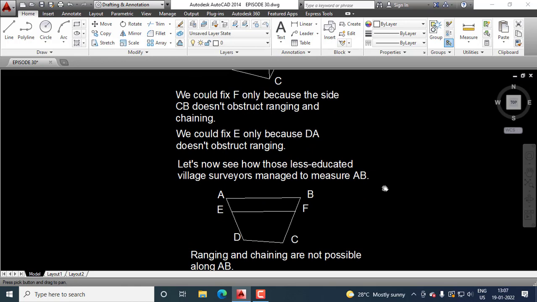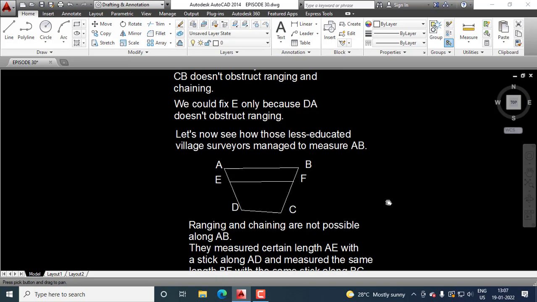Let's now see how those less educated village surveyors managed to measure AB. Ranging and chaining are not possible along AB. B is not visible from A, and we cannot measure this length because of some obstructions like shrubs, bushes, or valuable trees which can't be felled down. So this is not chainable and this is not rangeable.